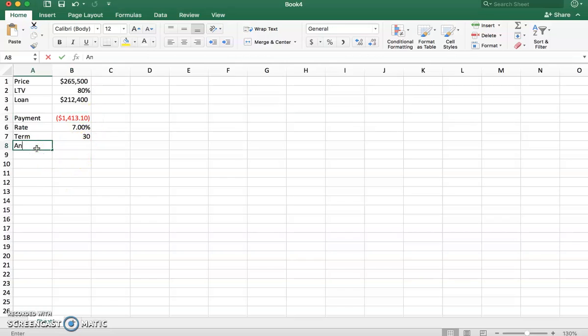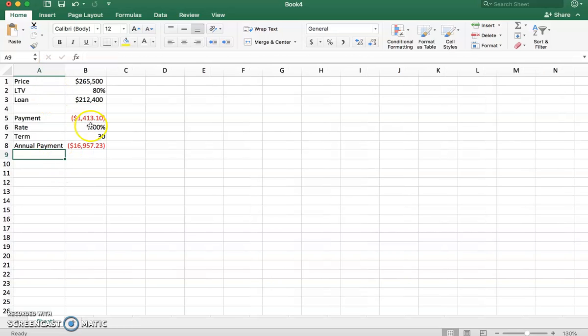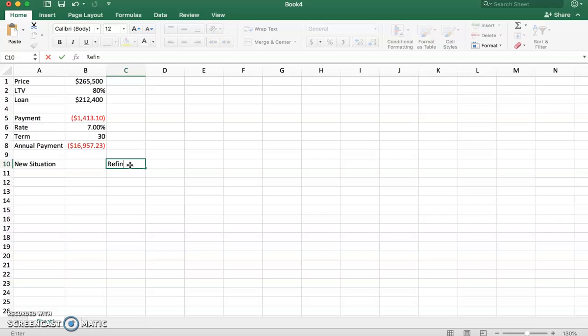We can now calculate the annual payment of the loan. That's just going to be this number times 12. Pretty simple. Perfect. So now we have everything that we need for setting up the loan. Now we want to look at our new situation, and this is where we're going to be able to decide whether it is worth refinancing the loan. We have to keep in mind that we are refinancing this loan after 4 years. It's a good thing to remember.